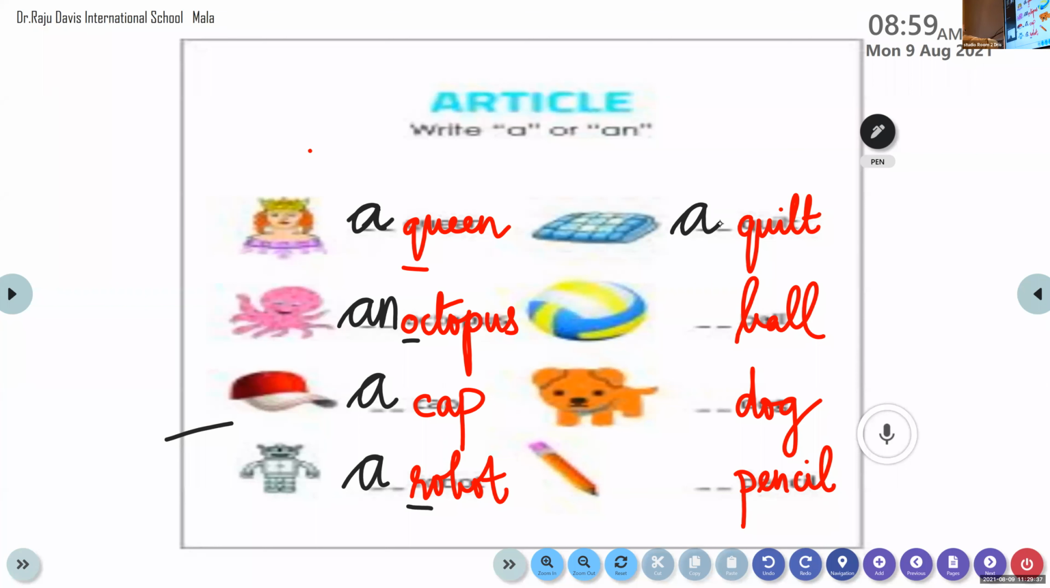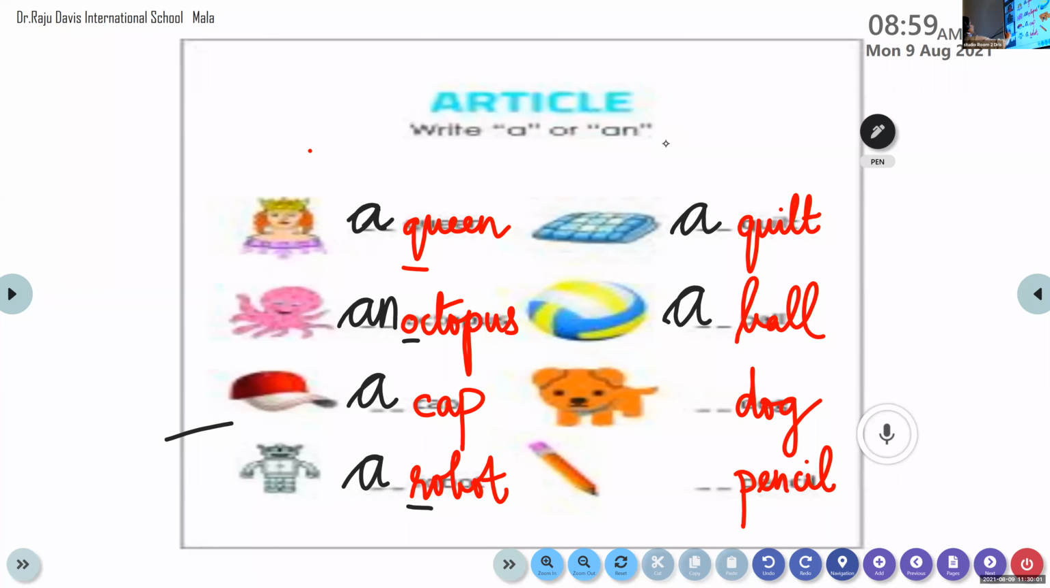Come on, Muhammad Ali. Ball. Okay, tell me which article we have to use before the word ball. A ball. Very good, because B is a consonant. So we have to use the article a before the word. Very good. Children, I'm going to mute you all because there are lots of disturbances.